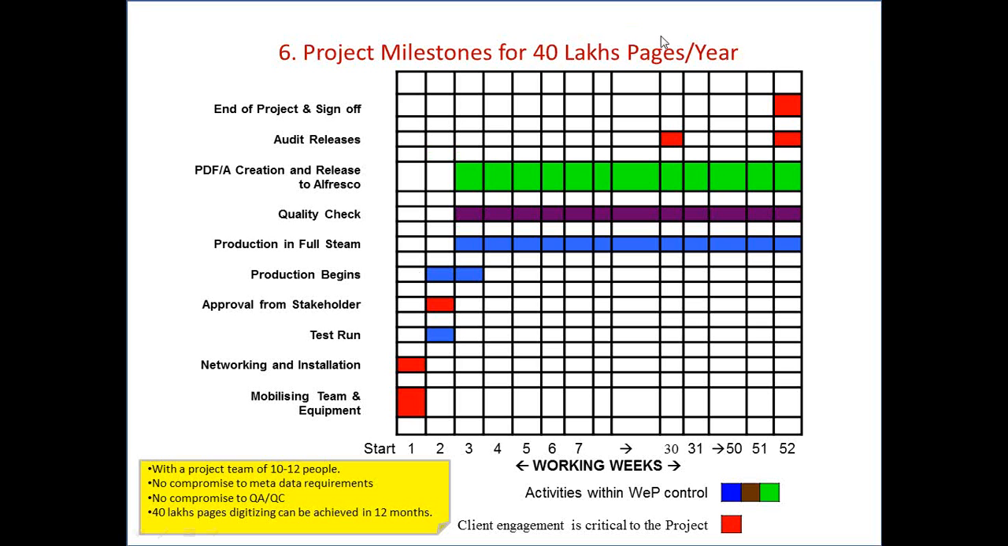What can be processed? 40 lakh pages can be processed in a year, by about 10 to 12 people, where there is no compromise to the metadata requirements, no compromise to the quality process, and all the 10 stages within the process will be carried out in a systematic manner. It is important to understand that client engagement is absolutely critical when one looks at a quality job of digitizing.